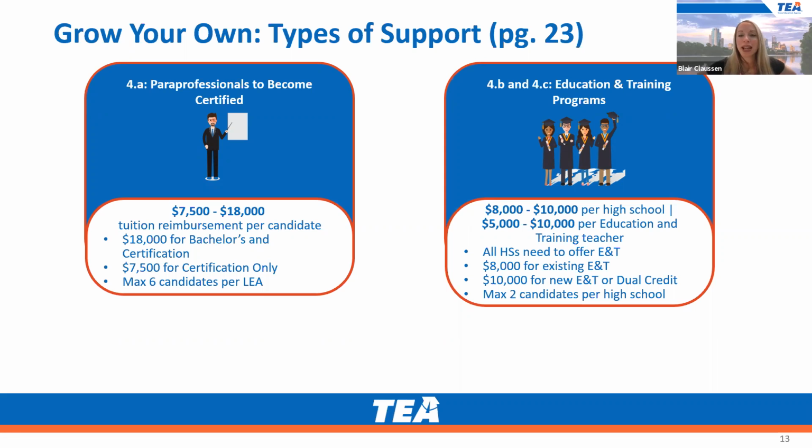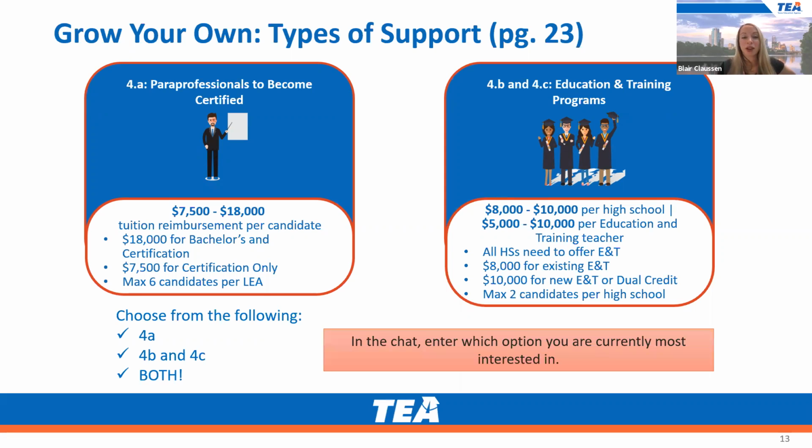So when you're deciding which of these programs is right for you, you have the option of choosing 4A, 4B, and 4C, or both. 4A is that strategy that'll get you quality certified teachers in your classroom quickly, whereas 4B and 4C is more of a long-term strategy to really cultivate the next generation of teachers for your district. Both options, though, support building that talented, quality, and diverse teacher pipeline.